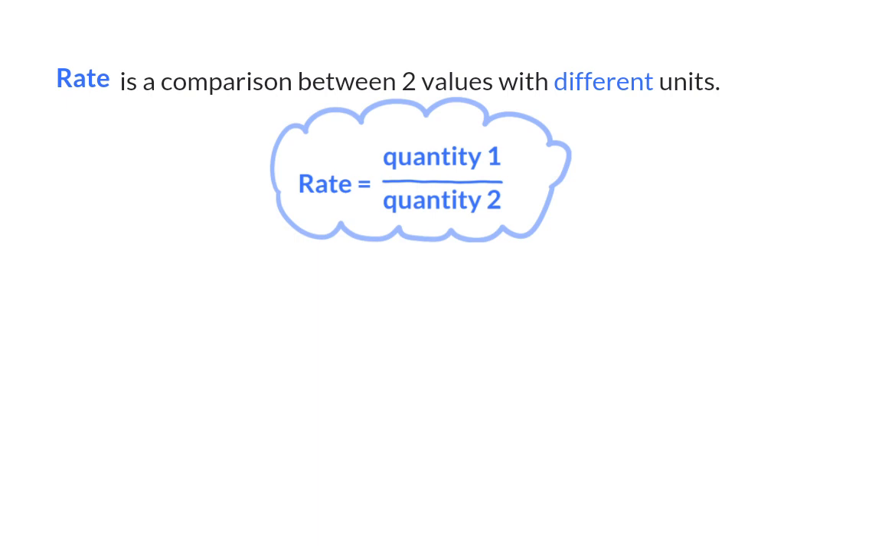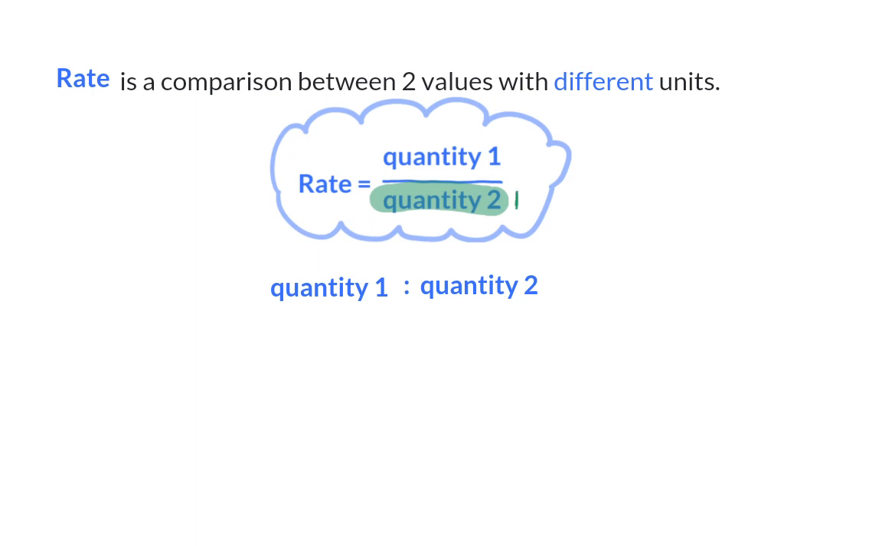Or you can choose to write your rate in ratio form, and that will be quantity 1 to quantity 2. For both these notations, you will once again have to apply the basic principles that you apply when simplifying fractions. What happens in the numerator should happen in the denominator, or what happens on the left should happen on the right. The ideal when working with a rate is for quantity 2 to be 1.